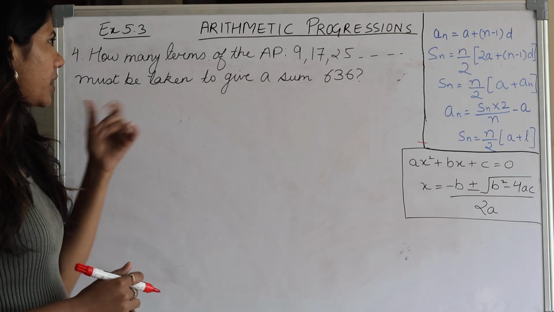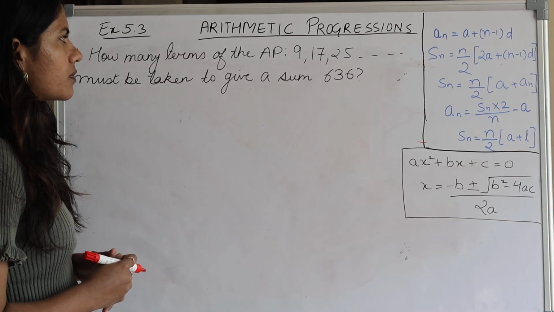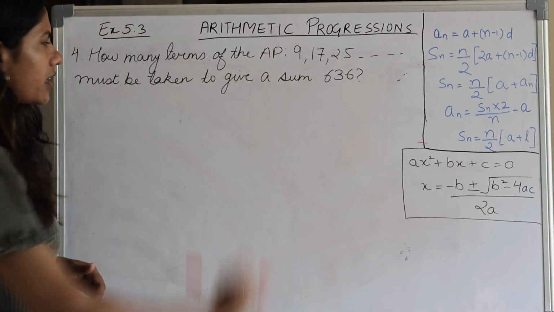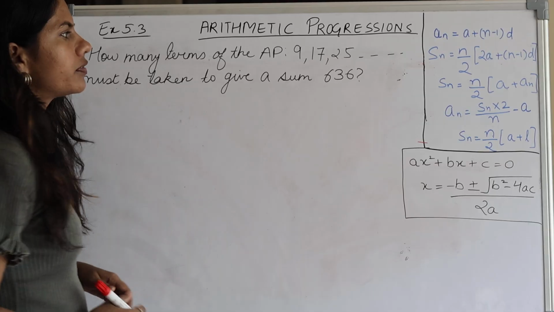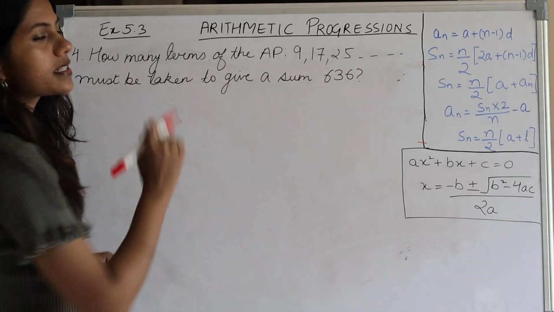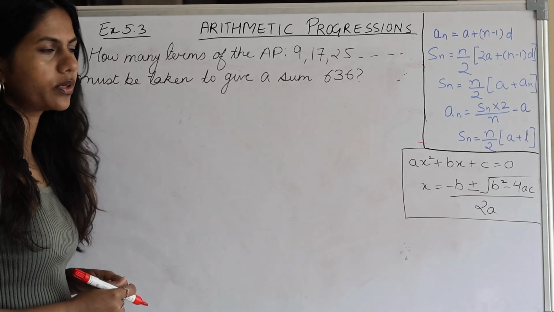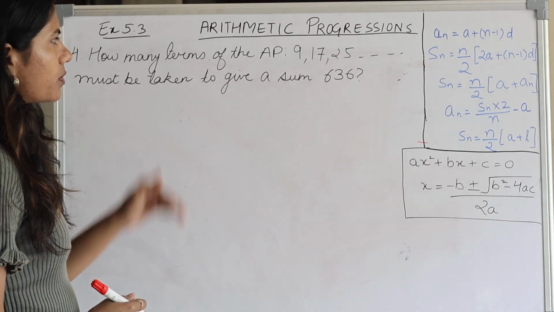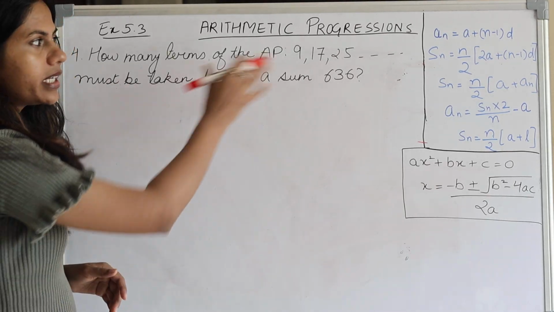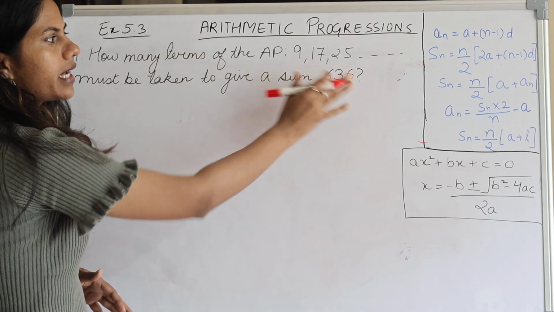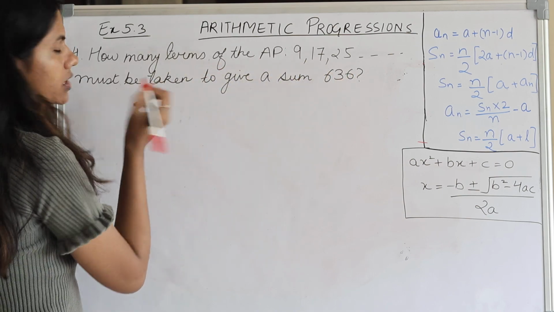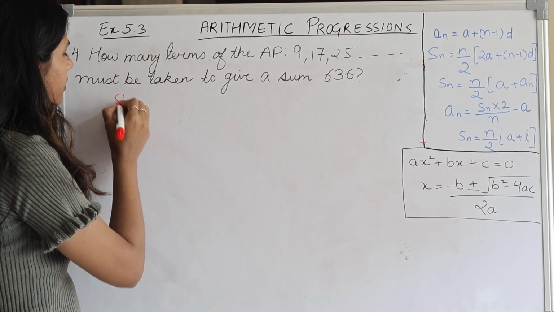So now we have this question. How many terms of the AP, this is the AP given, must be taken to give us sum 636? Okay, this is the question. What it is mentioning is how many terms we need, and we already have the sum. So we'll just mention the given information.